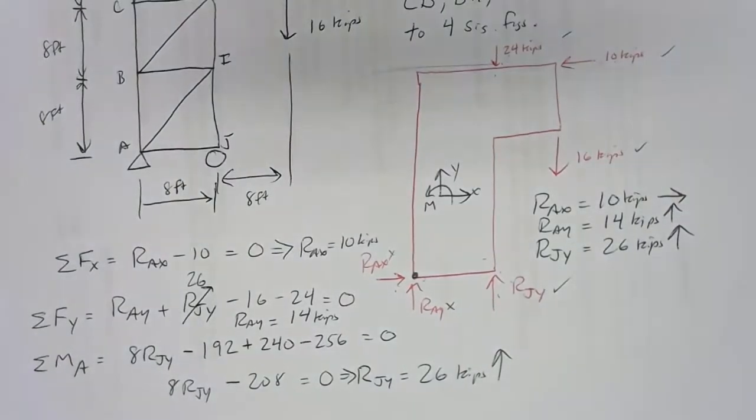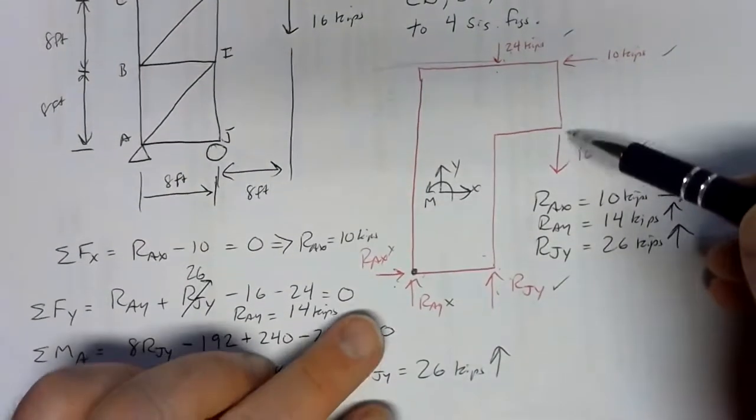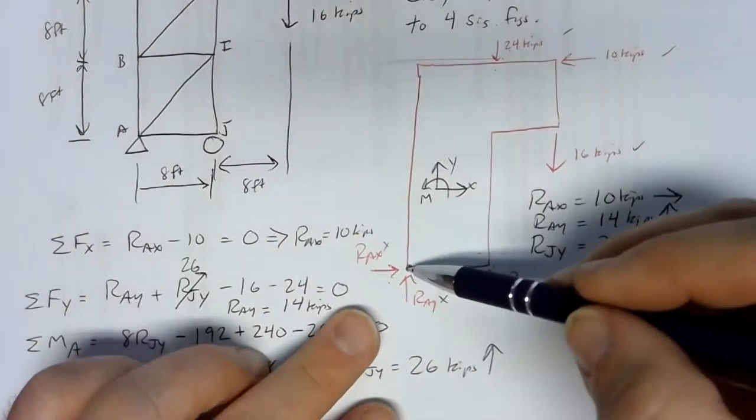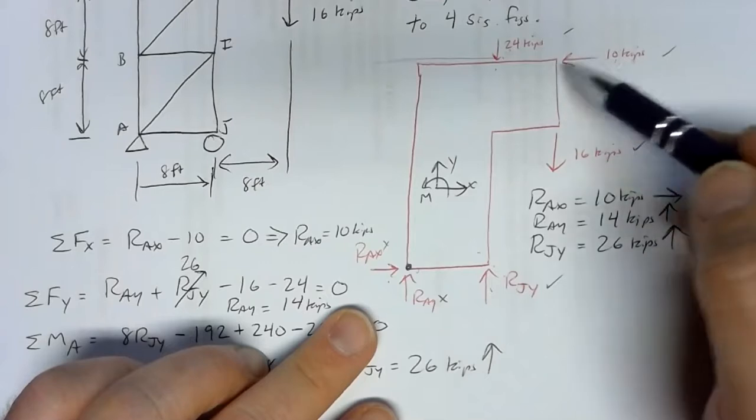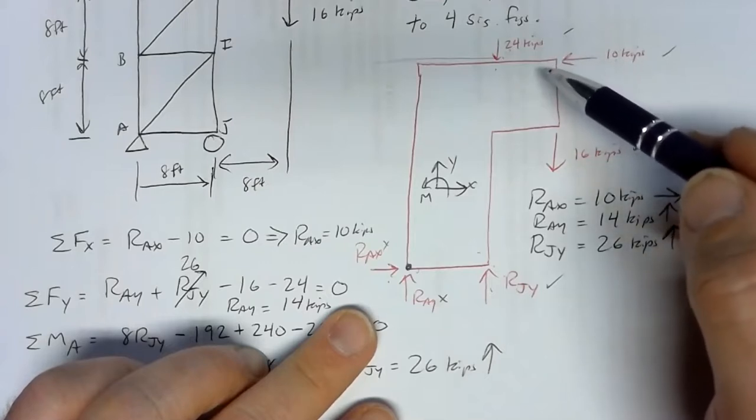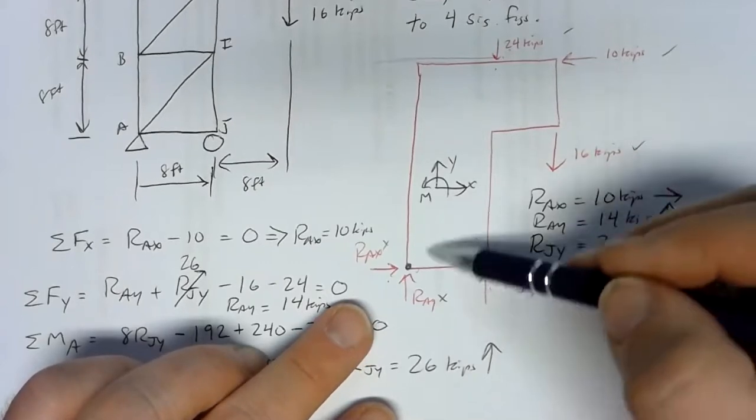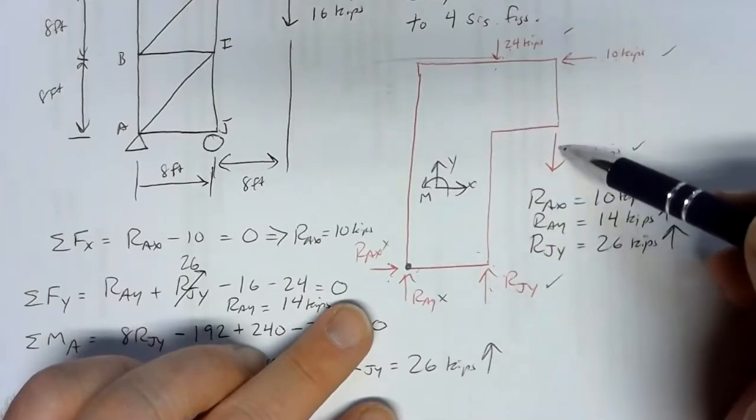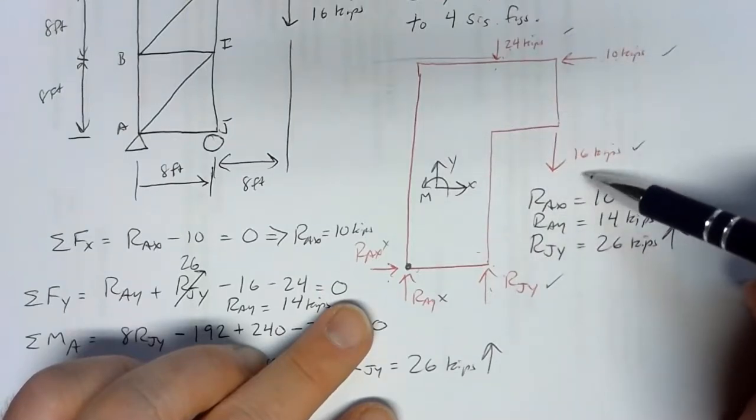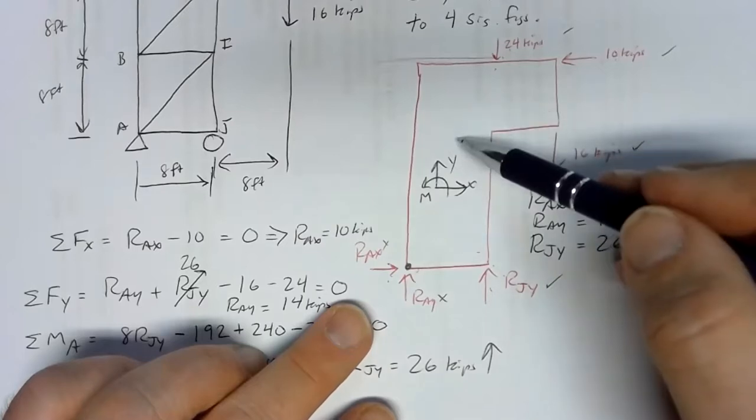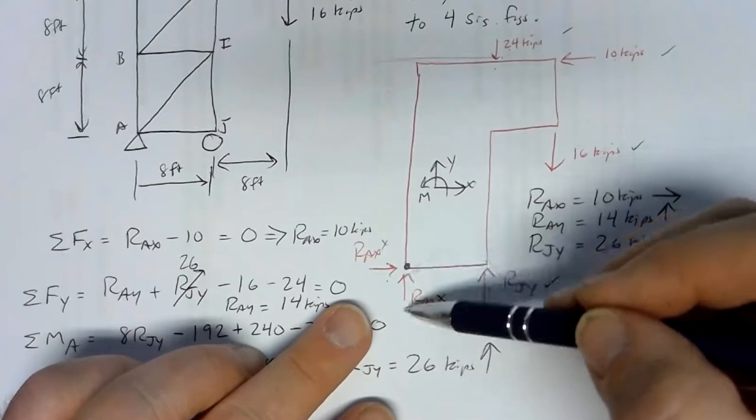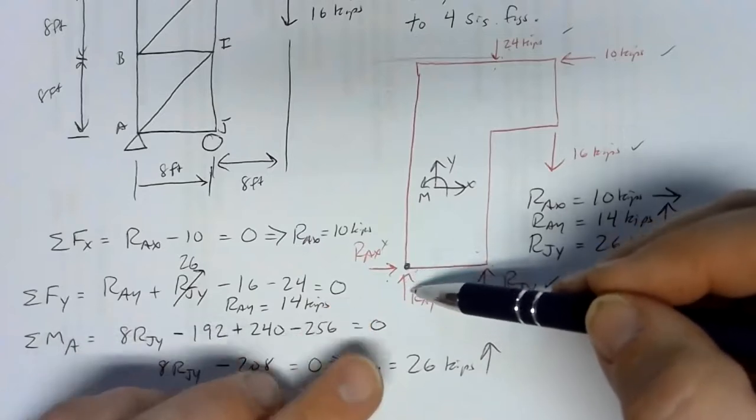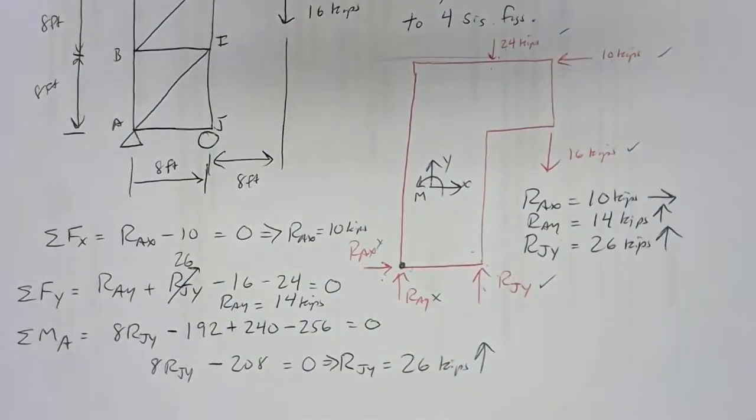And that one was a little bit harder to try to guess because you've got the 16 kips. If just that 16 kips was there, RAY would have to be pulling down to balance this out. But we've got this 10 kips pushing to the side that's helping out. And it looks like that's more effective because it's got a 24-foot arm instead of just an 8-foot arm. It's beating the 16 kip force here. So it's putting some compressive load on A, which is causing the reaction at the support to push up on the structure. So there are reactions. We've got step 1 done.